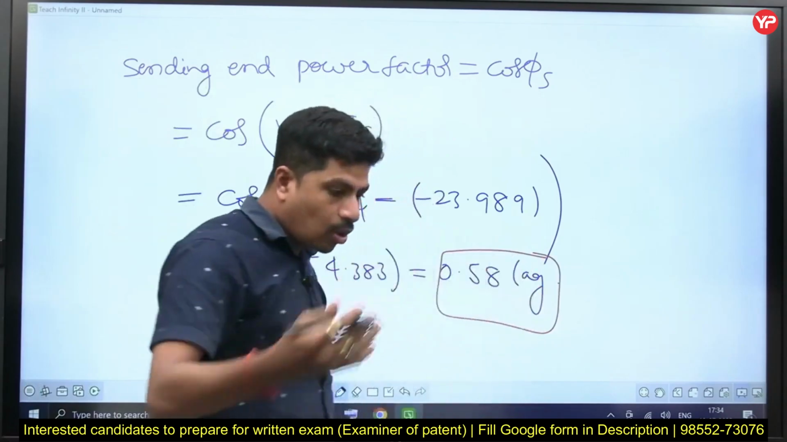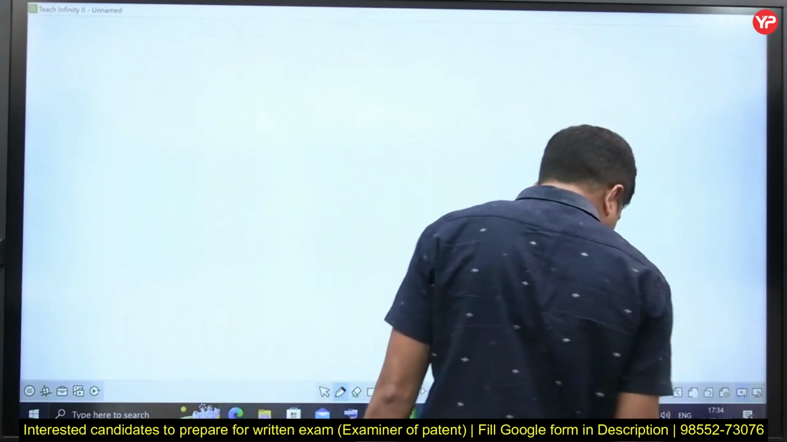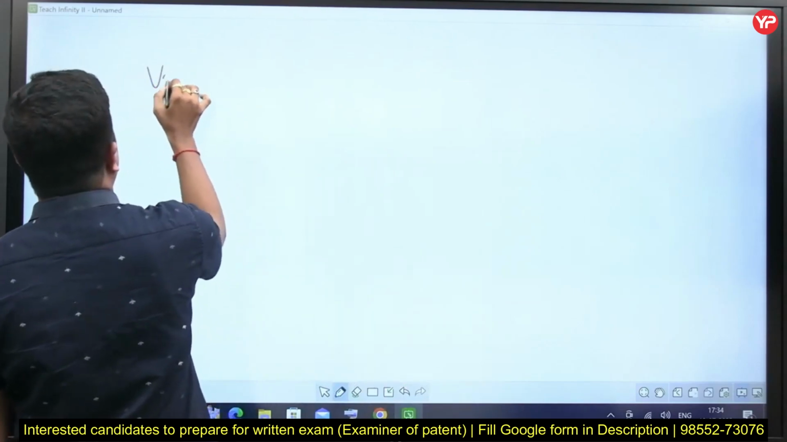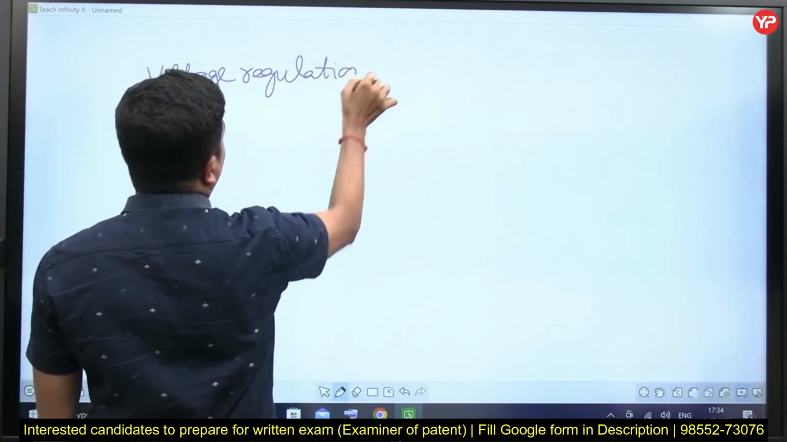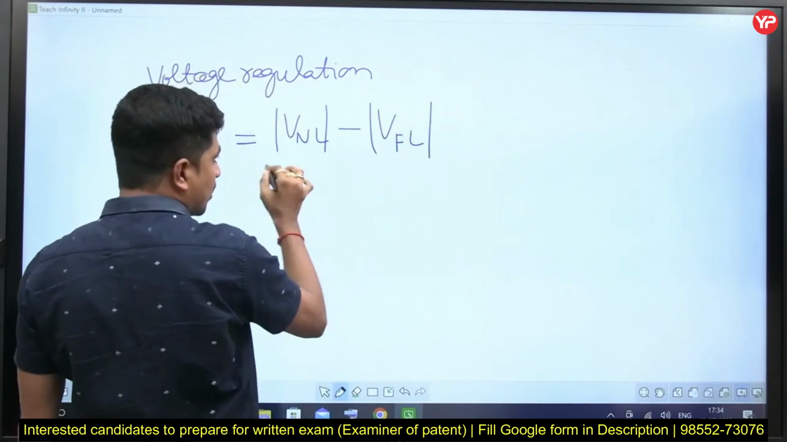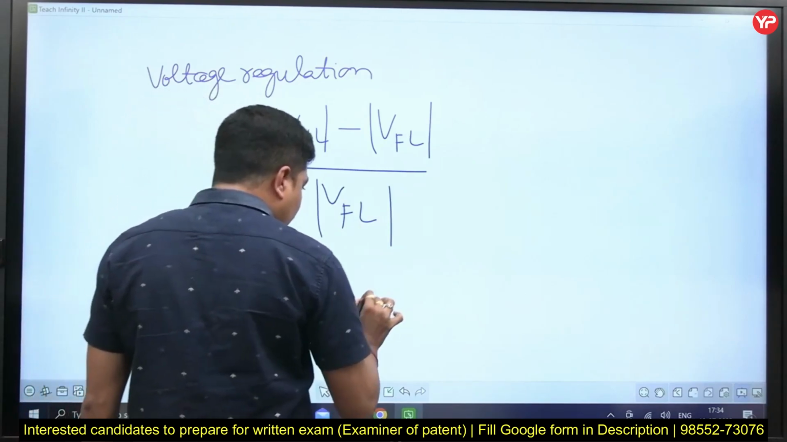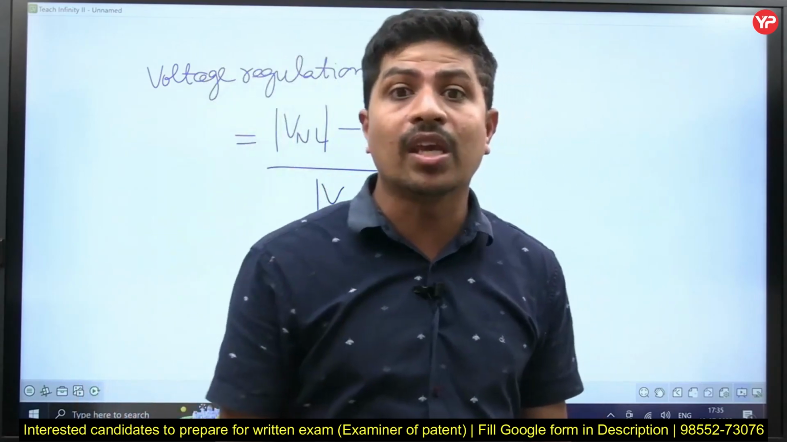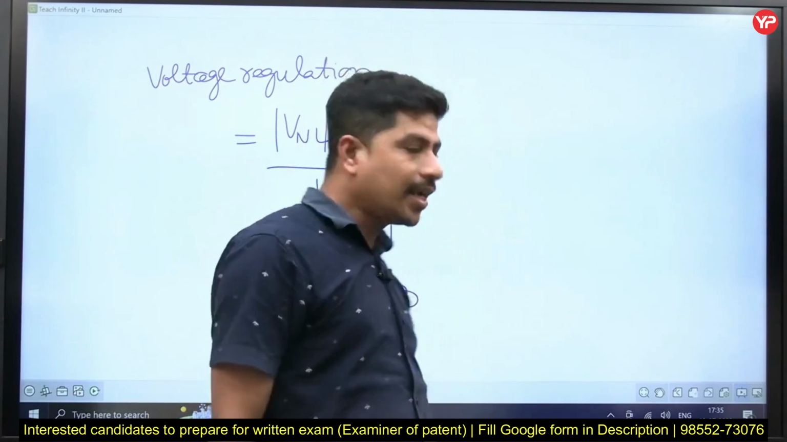We found the sending end voltage, the sending end current, the sending end power factor, and the last but not least, the voltage regulation. What is the voltage regulation formula? Voltage regulation is equal to the no load voltage at the receiving end minus the full load voltage at the receiving end, divided by the full load voltage at the receiving end. The full load voltage at the receiving end is given as 400. He mentioned the load voltage is 400 kV, the load power is 750 MVA, and the load power factor is 0.8 lag. He mentioned it, right? This is there.